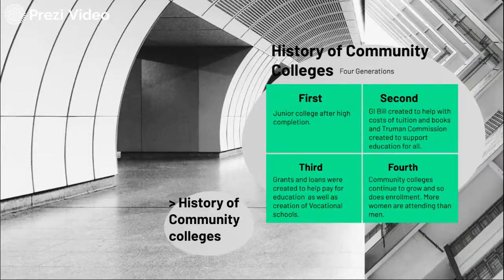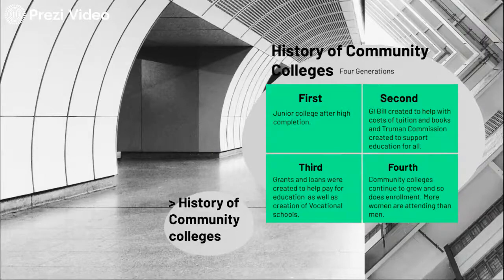And in the second generation, we see that the GI Bill was created to assist with the cost of tuition and books and supplies for those to continue their education. And along with that, we also see more support from the Truman Commission, where it was more for all students, regardless of their background, to get opportunities for higher education, even to the point where they were able to go at no cost at all.